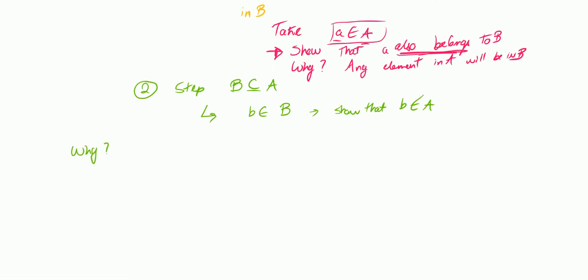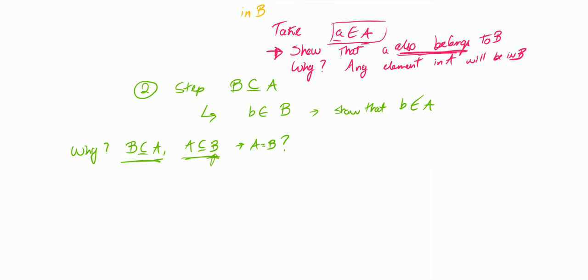Okay, now why am I showing that B is a subset of A and A is a subset of B to show that A equals B? Well, think about it this way. B is a subset of A. That means that anything in B is going to be in A. Okay, but this alone doesn't tell you that A is equal to B. There could be stuff in A that's not necessarily in B. The same thing here.